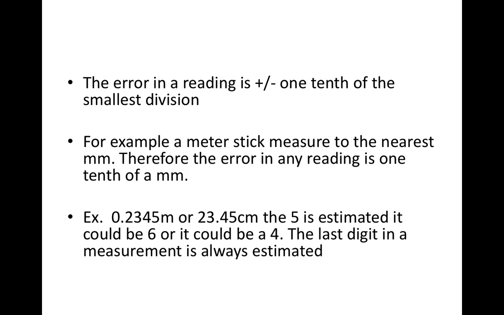For example, a meter stick measured to the nearest millimeter has an error in any reading of 1/10 of a millimeter, or in other words, the estimate is 1/10 of the millimeter. So for example, 0.2345 meters or 23.45 centimeters, the 5 is estimated. It could be 6 or it could be a 4. Basically, the last digit in any measurement is always the estimate.